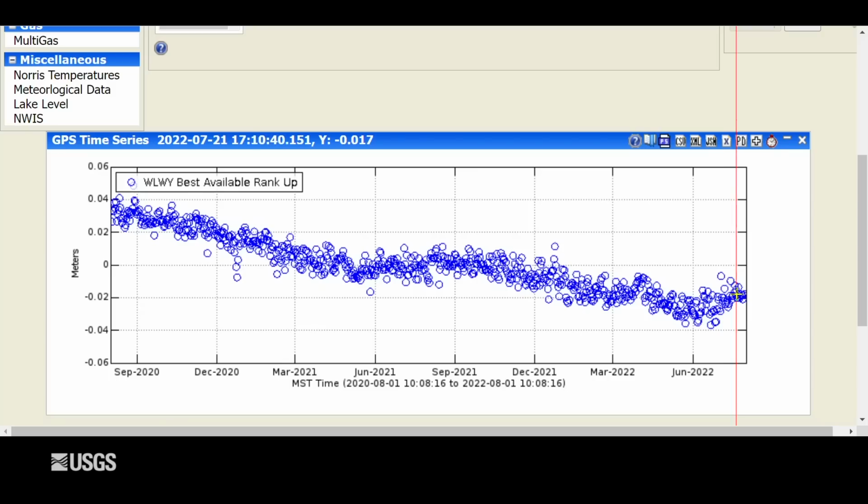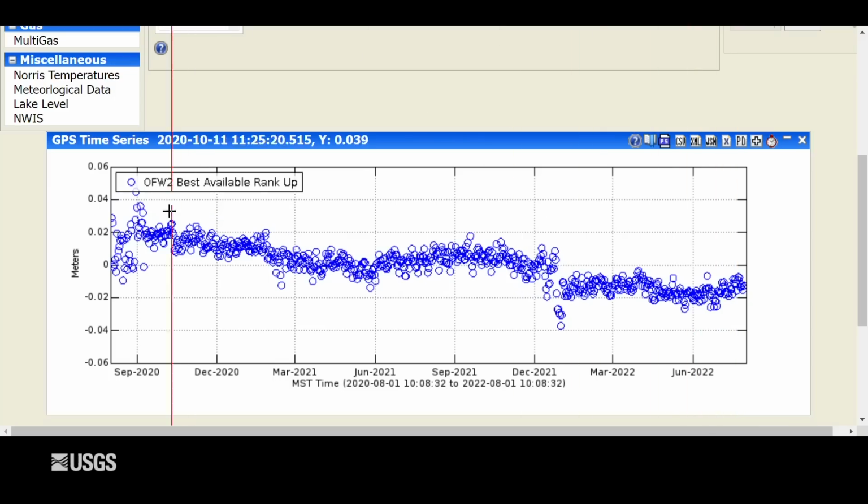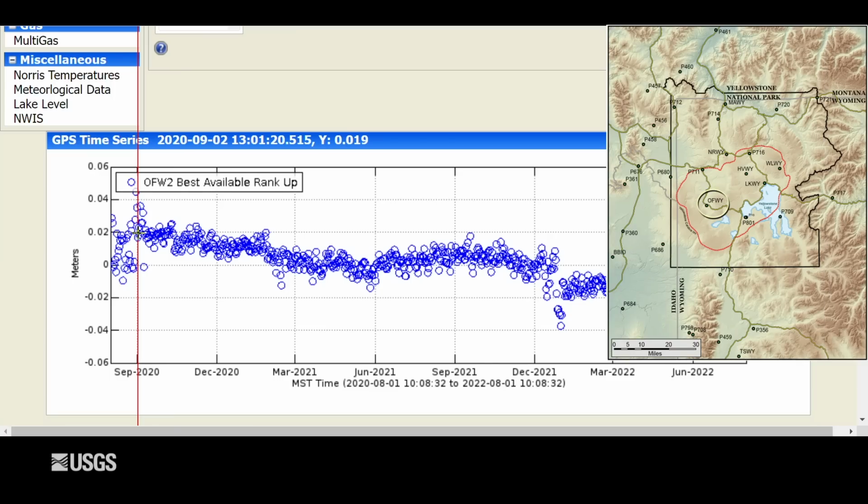This is caused by water from snowmelt that percolates slowly into the ground and then causes the ground to sort of puff up, just like a sponge getting wet. And we see this throughout the region. For example, this is GPS data from the west side of the caldera. This is close to Old Faithful on the Mallard Lake Resurgent Dome.